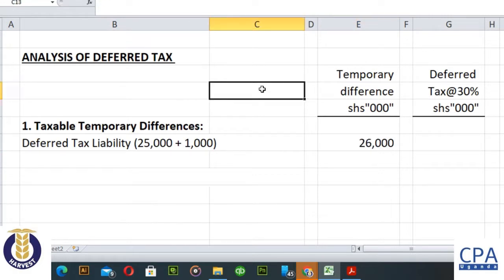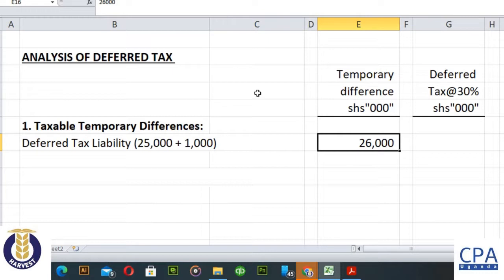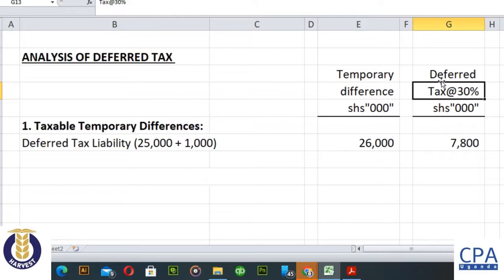Now I want you to go to your calculators and look for 30% of the 26 million. So you see that 30% of 26 million is 7.8 million. So that is the resultant deferred tax liability.